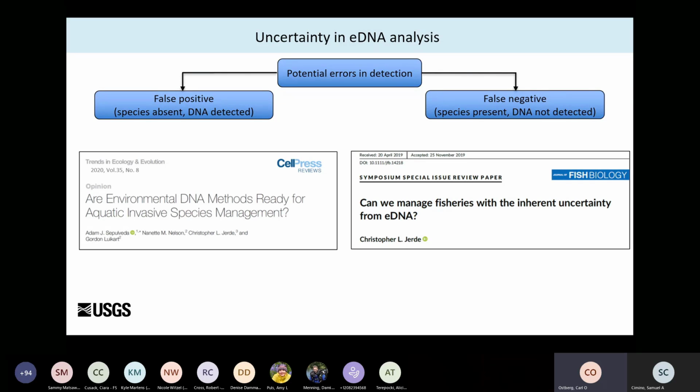But this uncertainty and error isn't just specific to eDNA methods. I mean, any sort of sampling method is going to have some errors in it. But anyhow, I want to dissect out these errors and the uncertainty for the eDNA analysis, what their causes are, and how we might mitigate against them.